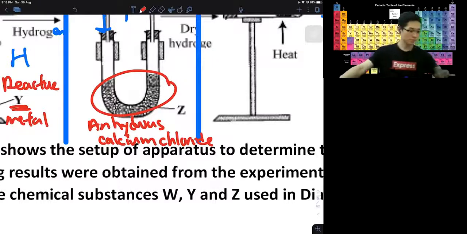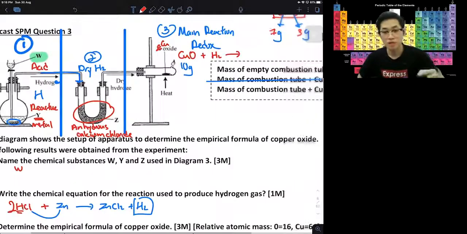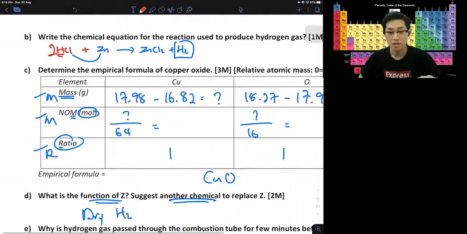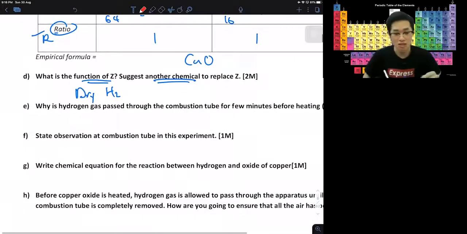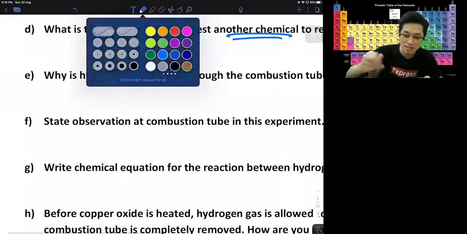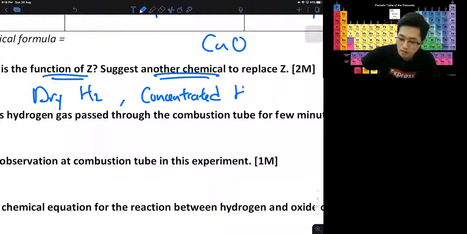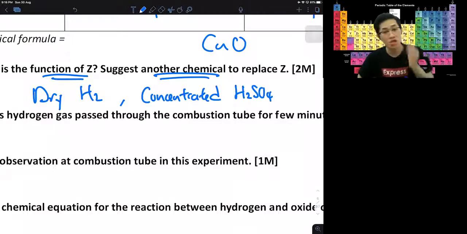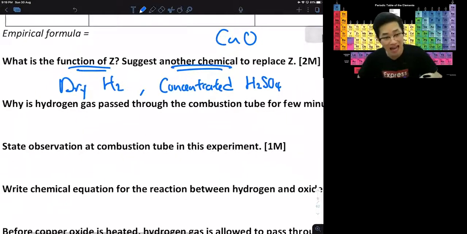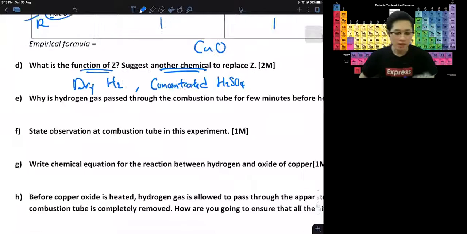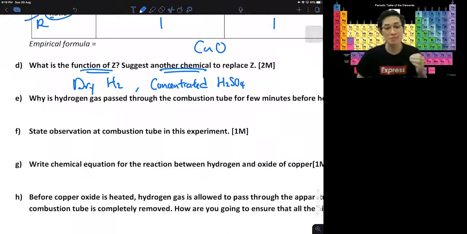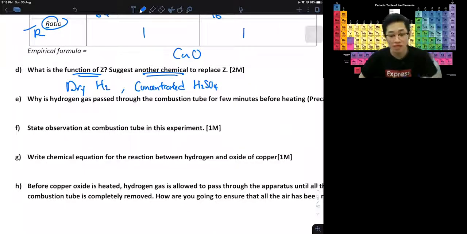Silica gel, no. No one knows the answer? Yes, Shekai, thank you very much. The answer is concentrated sulfuric acid. Okay, next, why is hydrogen gas passed through the combustion tube for a few minutes before heating?